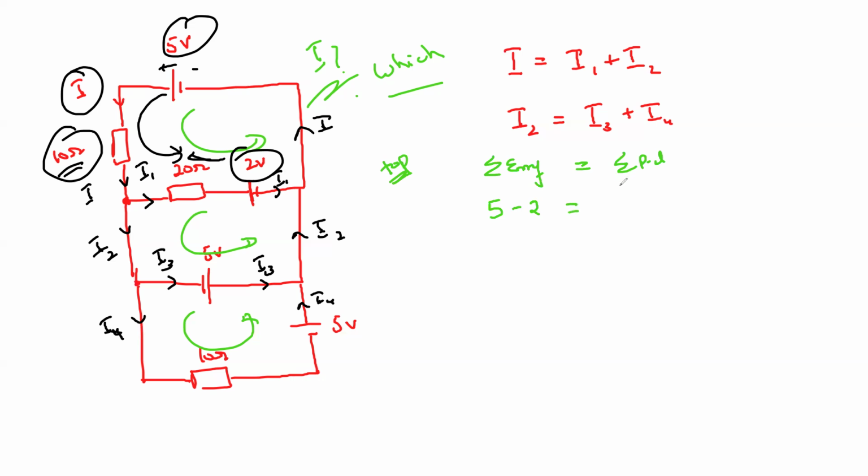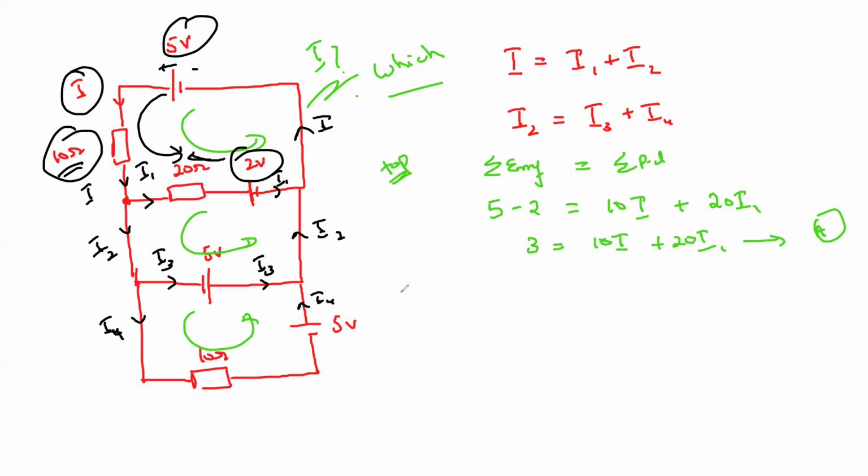The total potential difference here: the current is I and the resistance is 10, so it will be 10I, plus the current here is I1 and the resistance is 20, so it will be 20I1. So this is the first equation, that 3 is equal to 10I plus 20I1. That is our first equation.